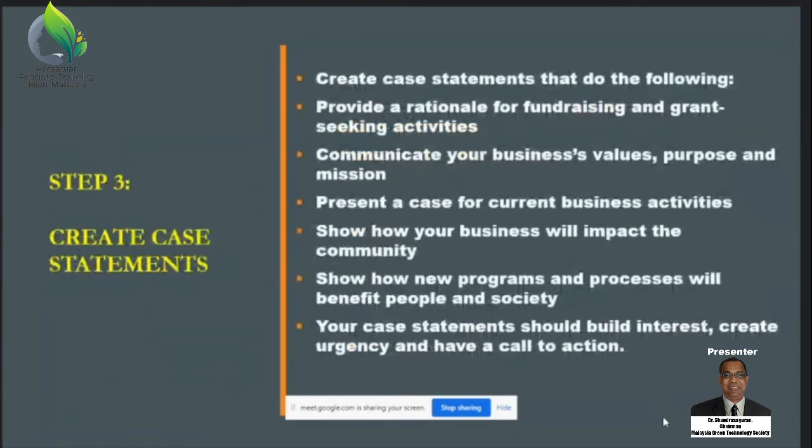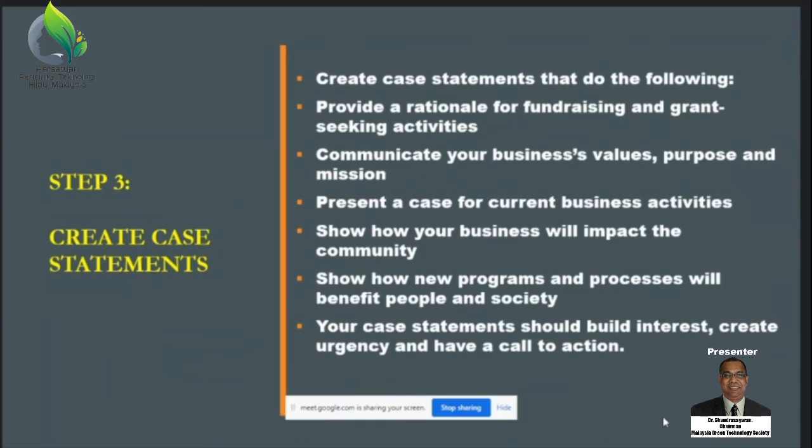Okay, let's look at step 3 now. Step 3 is create case statements. How do you create case statements? Create case statements that do the following. That means you identify something that is very important in your company, and then you come up with a case to solve it. Now, provide a rationale for fundraising and grant-seeking activities. That means you find a rational plan to seek fundraising. Then communicate your business value, purpose, and mission. Communicate to people, and to the organization, about your business values, purpose, and mission.